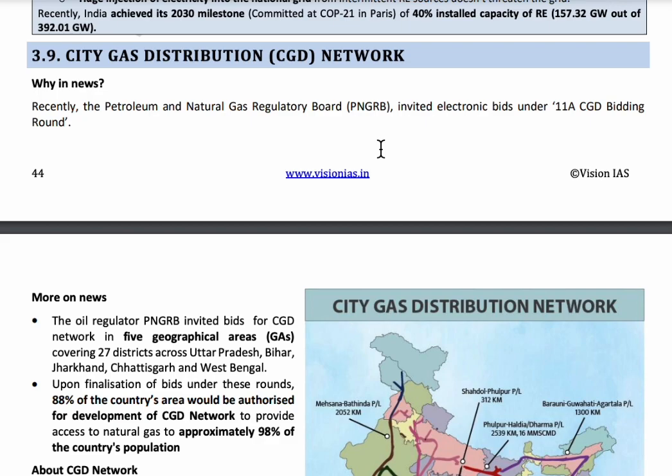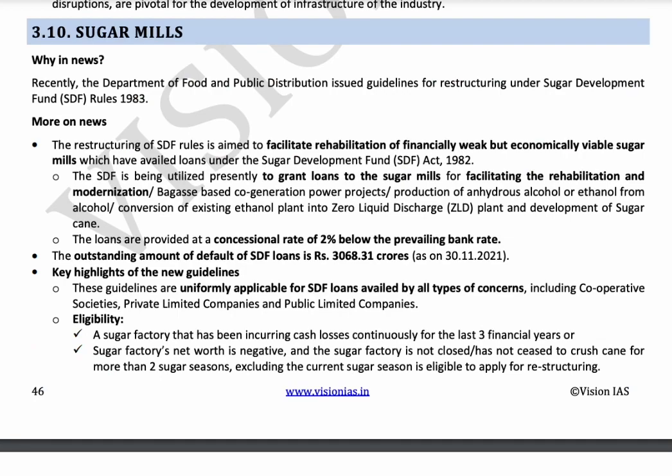So almost 88% of the country's area would be authorized for the development of the network, including Uttar Pradesh, Bihar, Jharkhand, Chhattisgarh and West Bengal. The next topic is sugar mills.